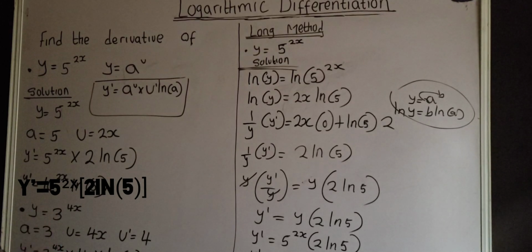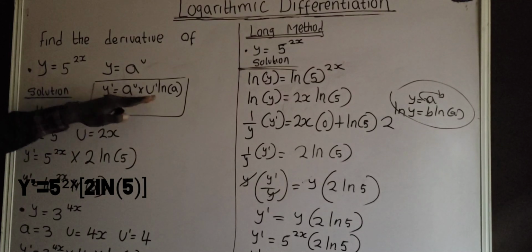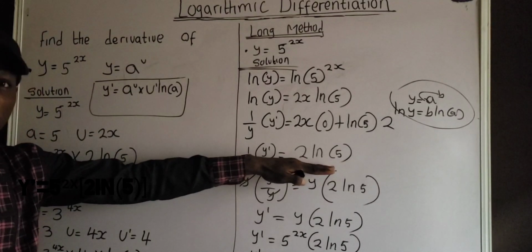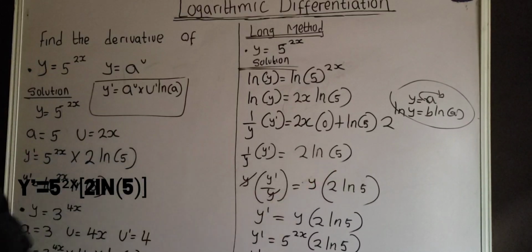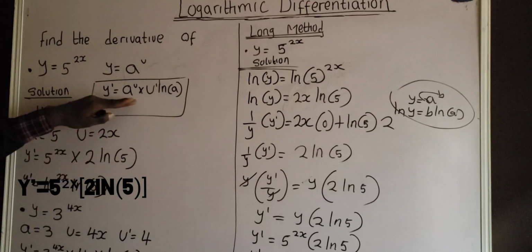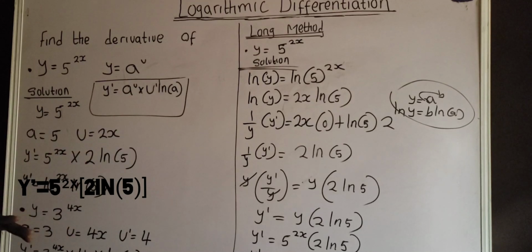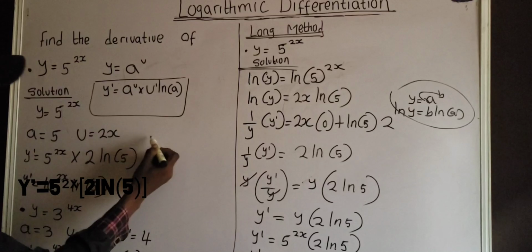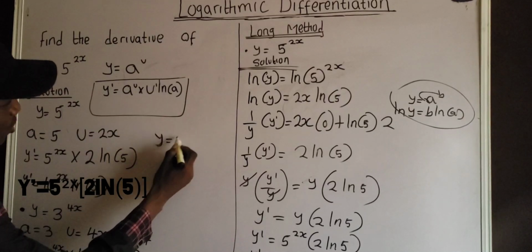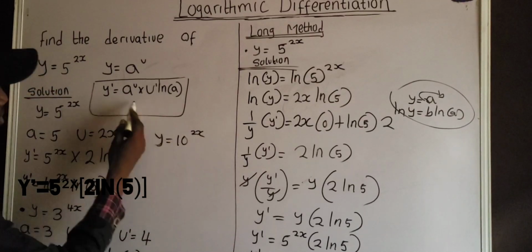That is how to find the derivative of a function of this form. You can either use the formula method or the long method, the log method. And don't forget, I told you that there is a condition for this formula method to work. The condition that must be met before you can use this formula method is that the base must be a whole number. Are you getting it? For example, if you have a function like y is equal to 10 raised to the power of 2x, we can use the formula method.